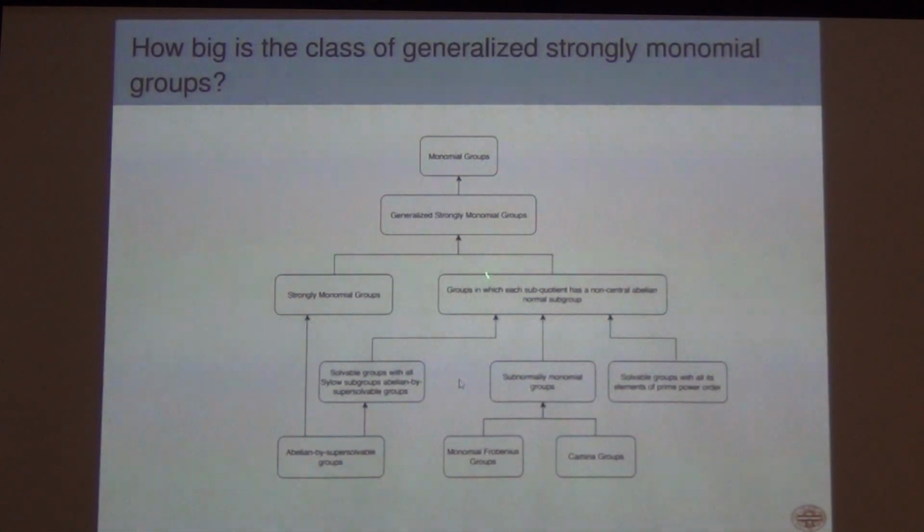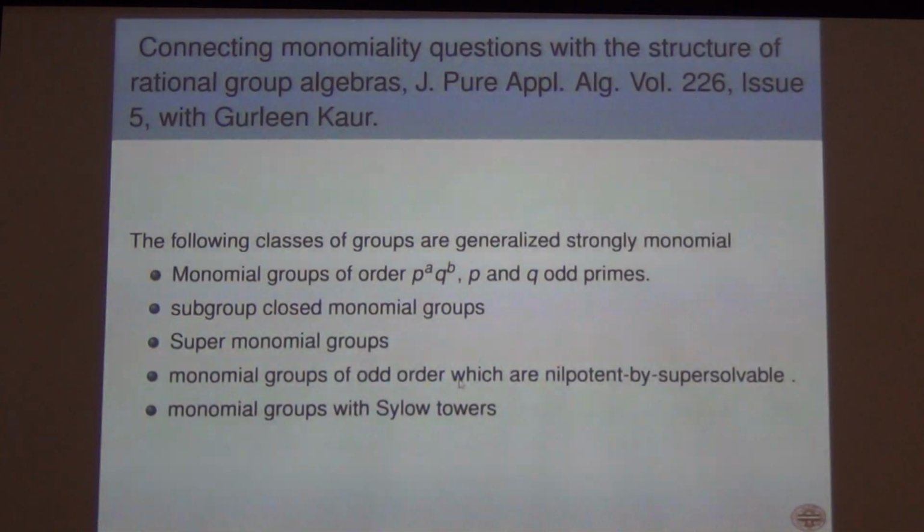So far we have reached this chart that generalized strongly monomial groups contain strongly monomial groups. They were known to contain abelian by supersoluble groups. This was the work of Olivieri and del Río, and Simón. And so all these were given, that soluble groups with Sylow subgroups abelian, subnormally monomial groups, monomial Frobenius groups, Camina groups, all these were contained here in generalized strongly monomial groups. So we move further. I'll just take 5 more minutes.